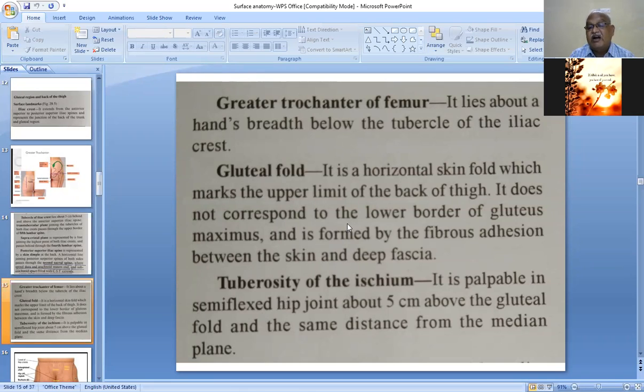Tuberosity of the ischium. This is my controversy. In my previous class, I told you the lower part of the gluteus maximus forms the gluteal fold. Here he says it is nothing but a skin fold; usually the gluteus maximus comes up to that level only. But the fold itself is formed by fibrous adhesion between the skin and the deep fascia. The tuberosity of the ischium is palpable in the semi-flexed hip joint, about 5 centimeters above the gluteal fold and the same distance from the medial plane.